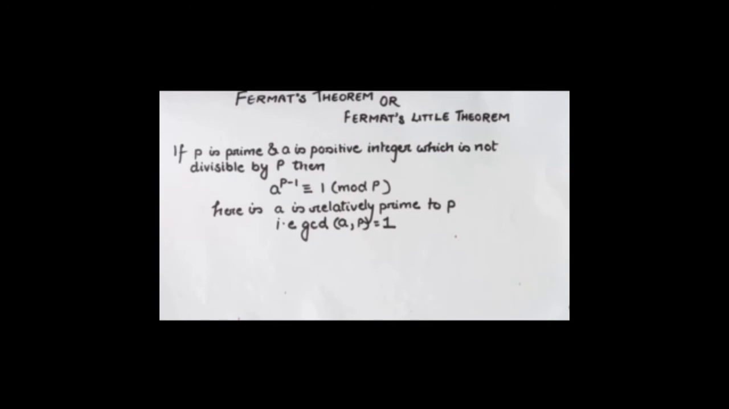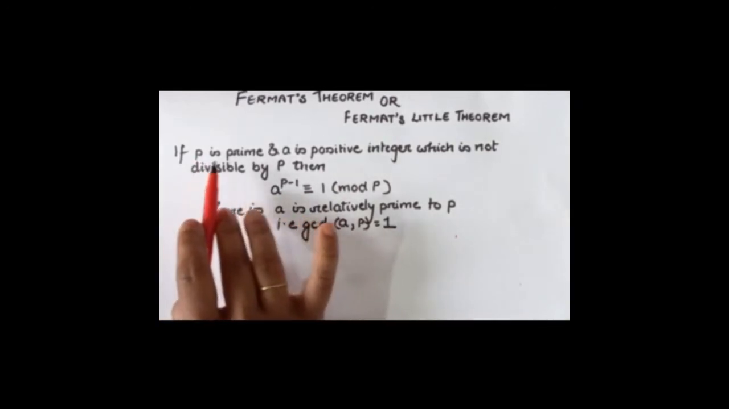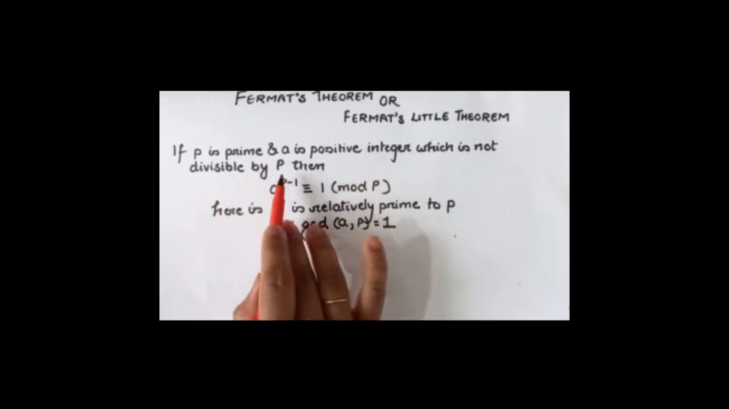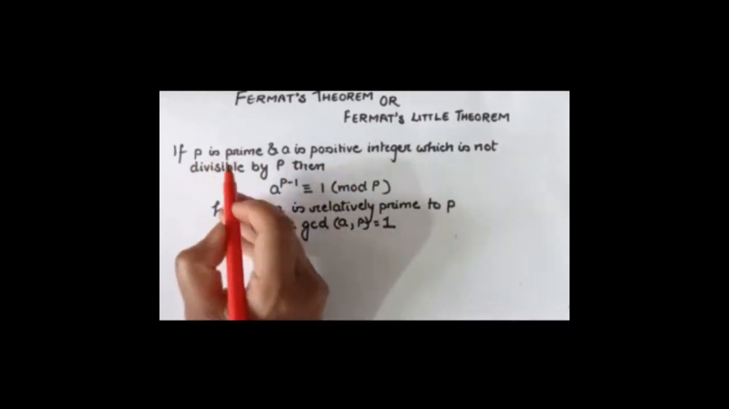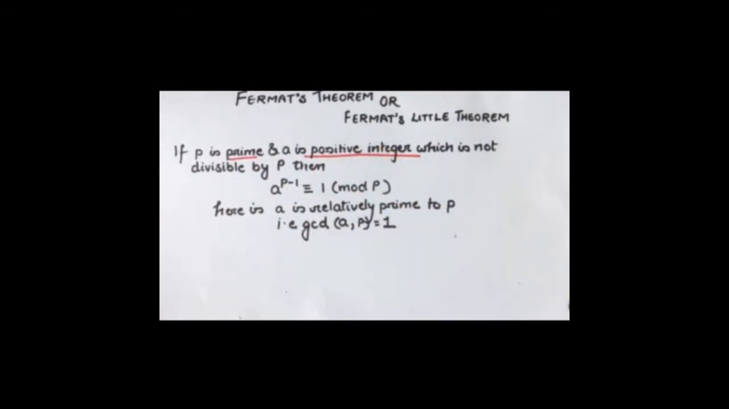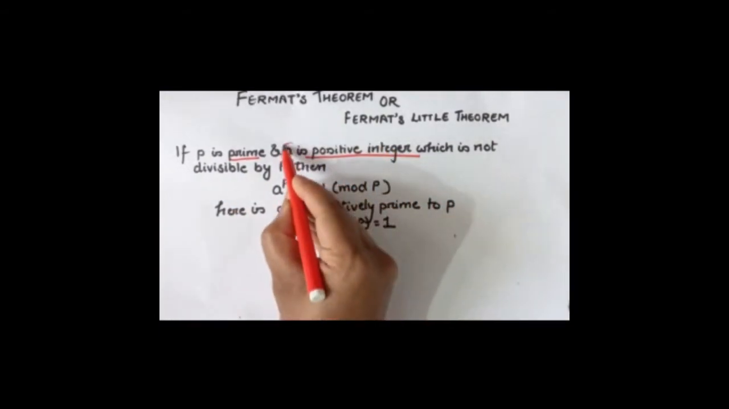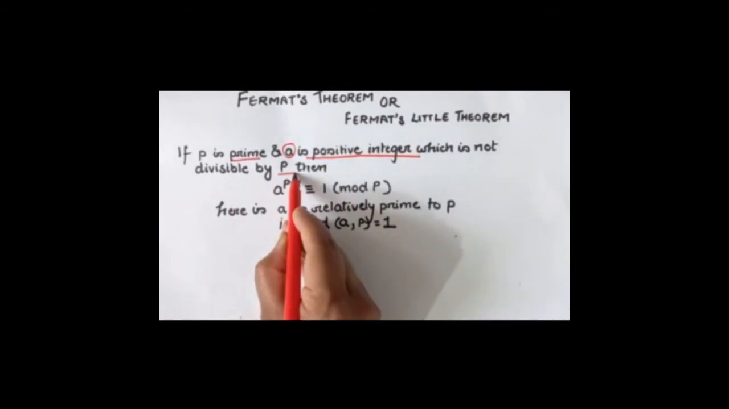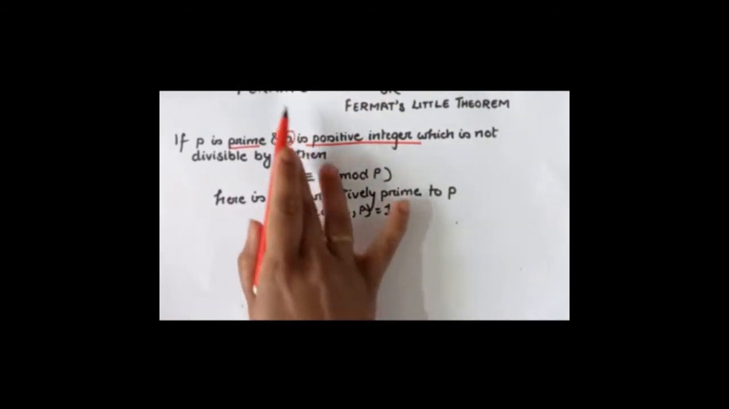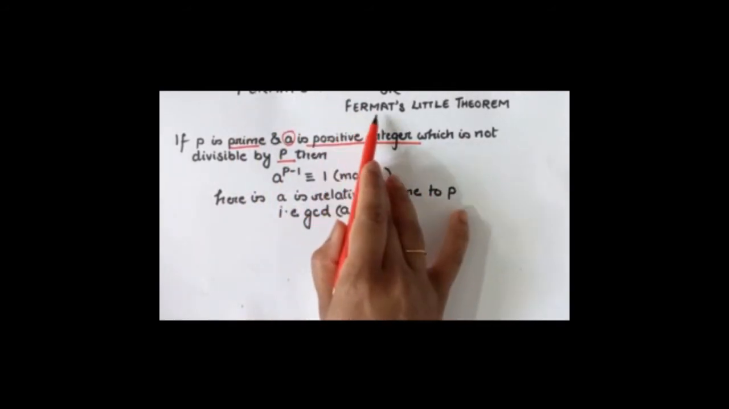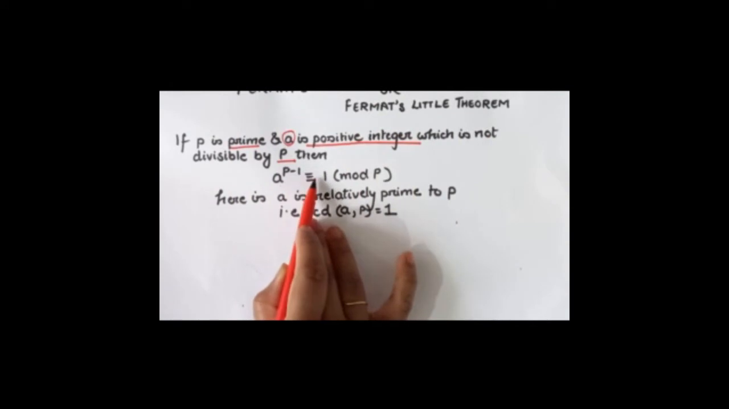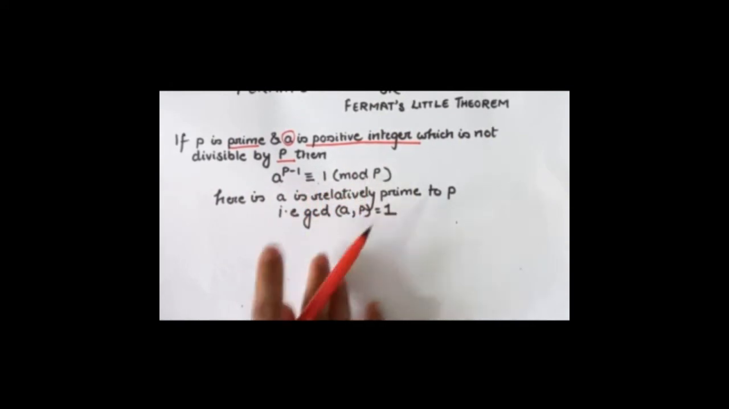that, see, if P is prime and A is a positive integer which is not divisible by P, remember, A should not be divisible by P, this is another condition, then Fermat's theorem or Fermat's little theorem states that A to the power P minus 1 is congruent to 1 mod P.